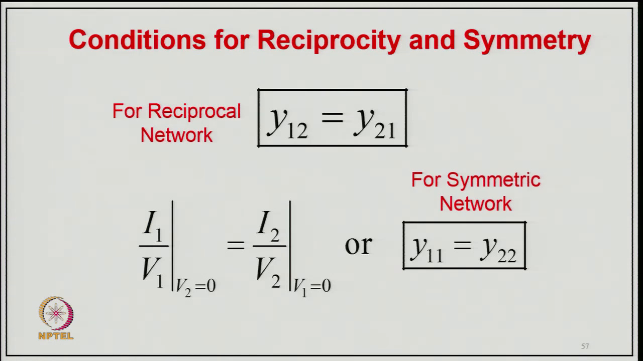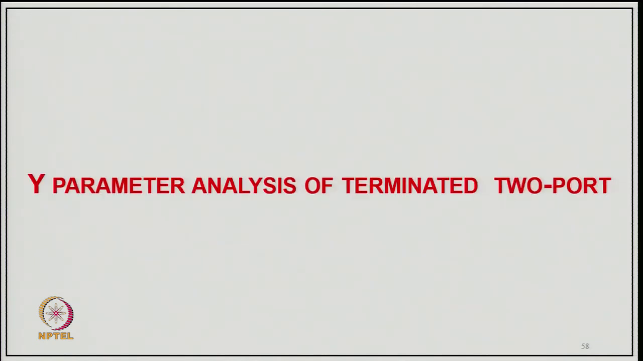Now, here also we have a reciprocity condition as well as a symmetry condition, what we discussed already earlier in Z parameters. So, for a reciprocal network we can say Y12 equals Y21. And for a symmetric network, I1 upon V1 when V2 equals 0 equals I2 upon V2 when V1 equals 0, or we say Y11 equals Y22. So, these are the conditions for reciprocal and symmetric networks. Now, we can again analyze Y parameters for the terminated 2 port.